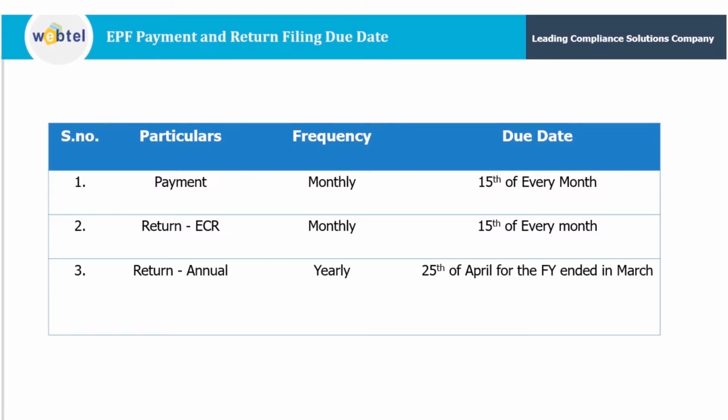Coming to the payment and return part. The returns, that is ECR, and the payment of EPF are to be done on a monthly basis before the 15th of every month. Every employer is required to deposit the payment with the ECR before the 15th of the next month. And there is also an annual return to be filed before 25th April after the financial year has ended.